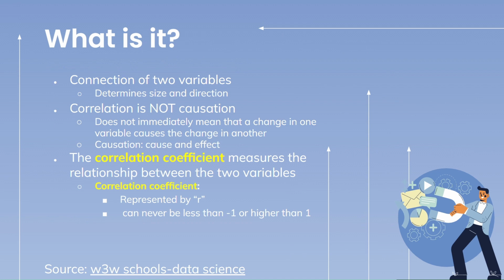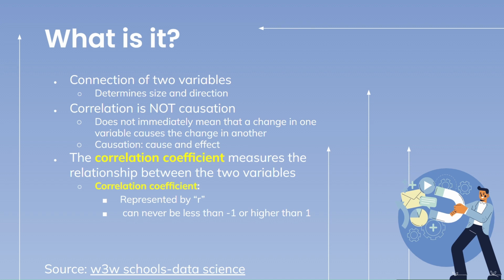So correlation is the connection of two variables, and it determines the size and direction of that relationship. And this next part will come up a lot in this presentation, which is that correlation is not causation. It's often confused as that, but it does not immediately mean that a change in one variable causes the immediate change in another. That would be causation, which is about cause and effect, where one event will directly impact the change in that variable, whereas correlation simply indicates the connection and how those variables correlate.